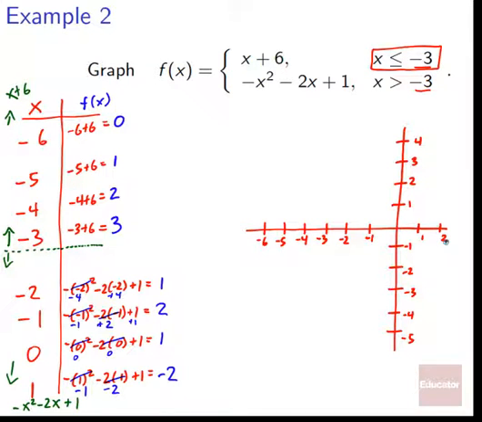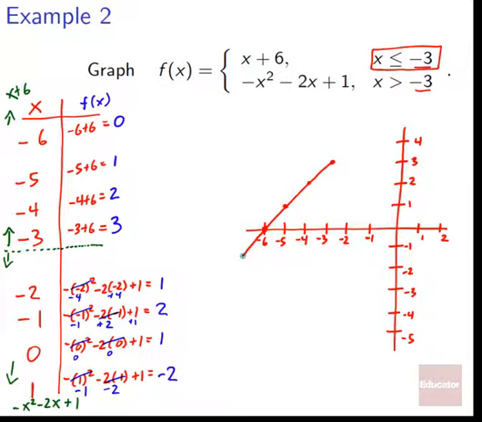Great, so at this point, we plot down our points just like we're doing a normal thing. Negative 6 goes to 0, so negative 6 goes to 0 right here. Negative 5 goes to 1 here. Negative 4 goes to 2 here. Negative 3 goes to 3 here. And at this point, we've got the line portion.